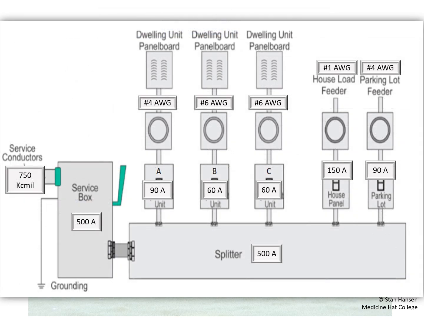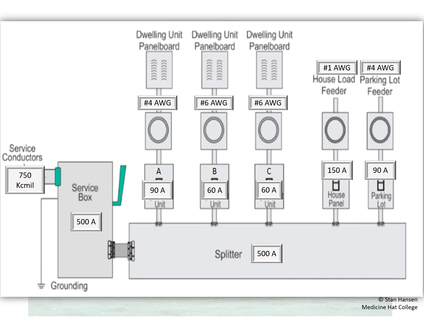Now we can complete our service diagram. We know that we have the 750 kcmil service conductors coming into our service box. We know that our service box needs to be rated at least a 500 amp in order to hold the fuses. We also know that the splitter is an extension of the service conductors, so it also has to be rated at least the same as the service conductors. So I cannot use anything smaller than 475 amps. Therefore, my splitter must also be rated at 500 amps.